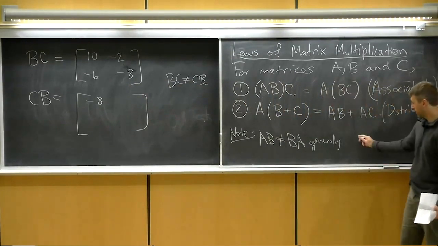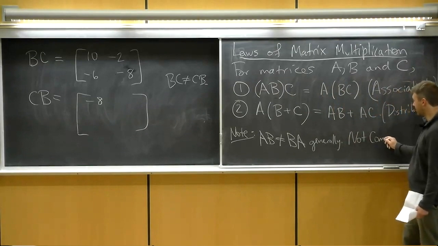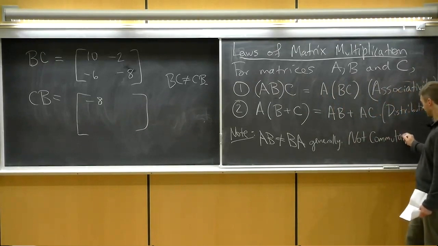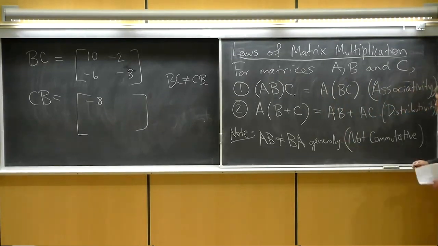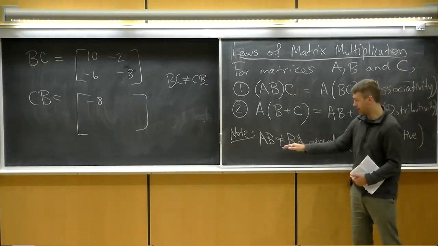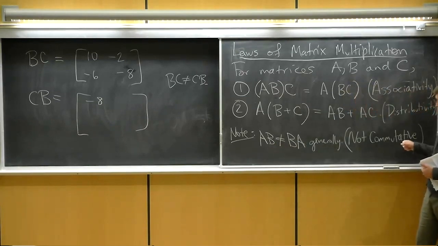Okay, so matrix multiplication is not commutative. A multiplication is commutative if you can do it both ways, like A times B equals B times A, just like with numbers, right? And here we're saying matrix multiplication is not commutative. You can't just switch the order.